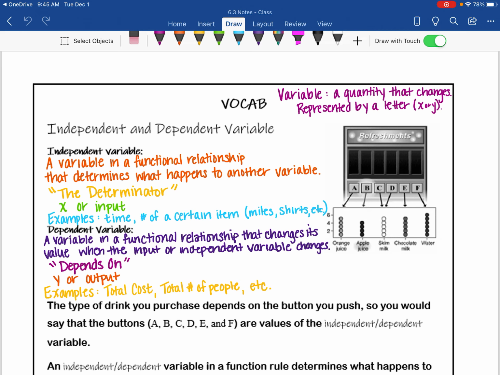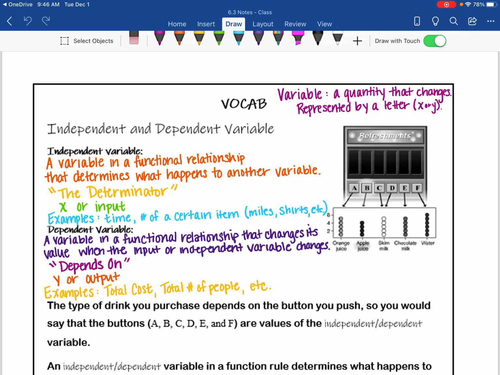It is your X variable, your input. The dependent variable is your "depends on" variable. So the total cost depends on the number of things you buy. The total cost depends on the number of miles you drive. The total number of people depends on the number of tables you have, things like that. So that's going to be your Y value or your output.